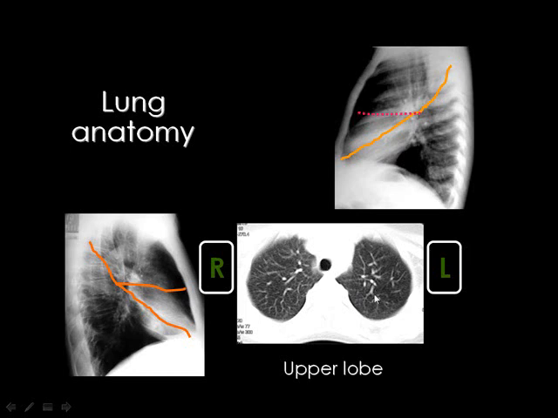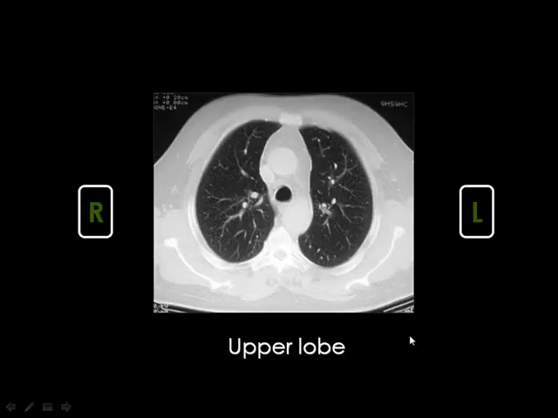And in radiology, every image is as if the patient is looking at the physician. Then this is the left side of the patient, and this is the right side of the patient. This is the left upper lobe, and this is the right upper lobe. Okay, then look at this section. Can you see the trachea? Yes, you can see the trachea. Then this is the left upper lobe, and this is the right upper lobe.